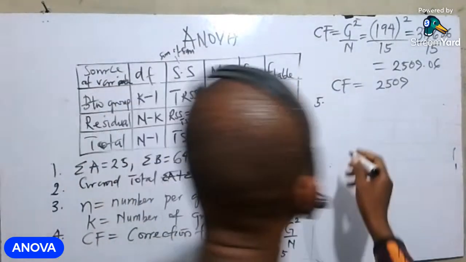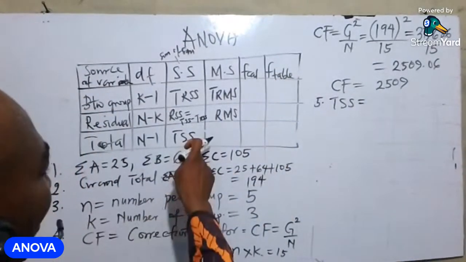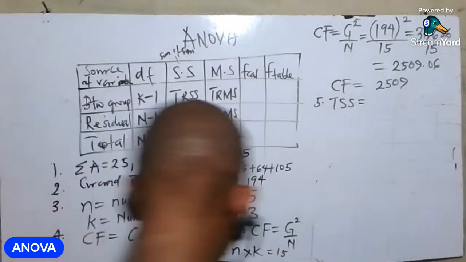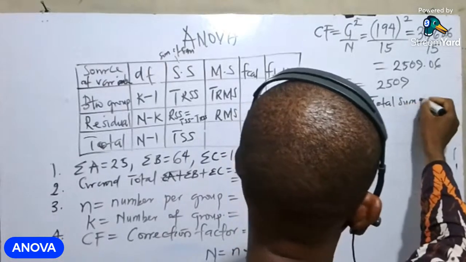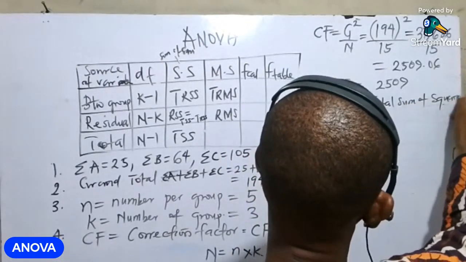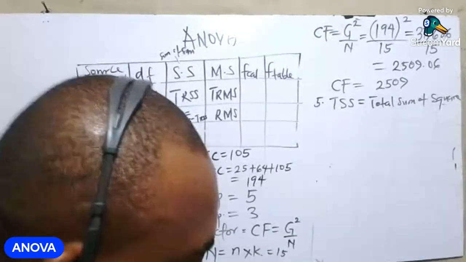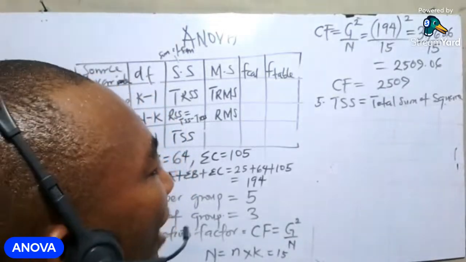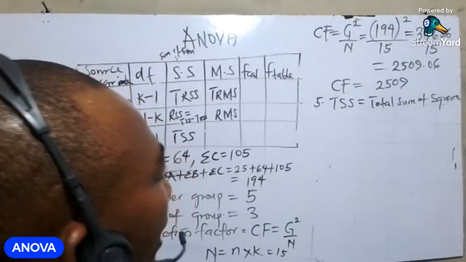Step 5 now is to get our TSS. Don't forget, this is your TSS. So what is our TSS? Our TSS is the total sum of square. That's the TSS. So how do you get your total sum of square? This is where we can say there's a little bit of work.